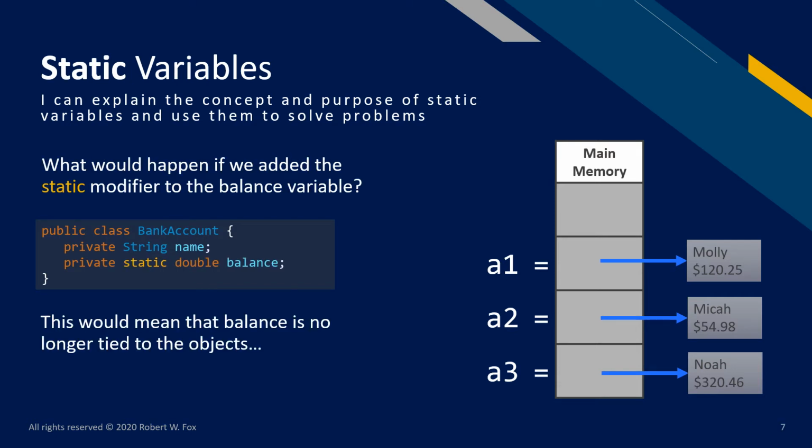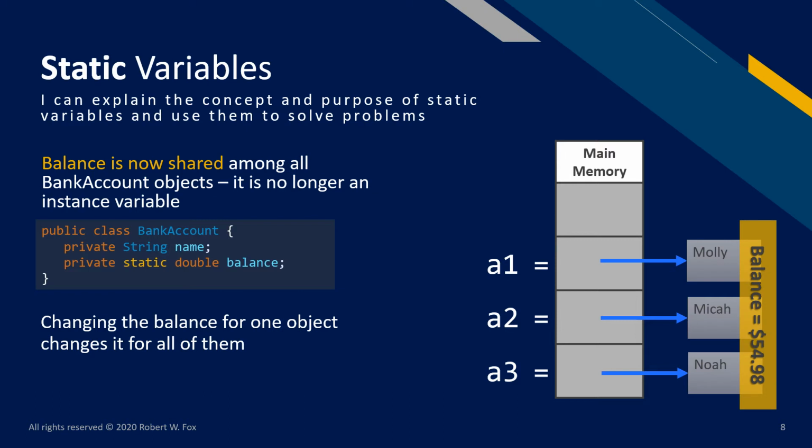But what would happen if I added the static modifier to the balance? Notice I've done that. I made one change to the class. Instead of saying private double balance, I say private static double balance. Now remember from a couple of slides ago what static means. Static means that no longer is the variable, in this case balance, tied to the instance of the object. And so I wonder what the effect of that is.